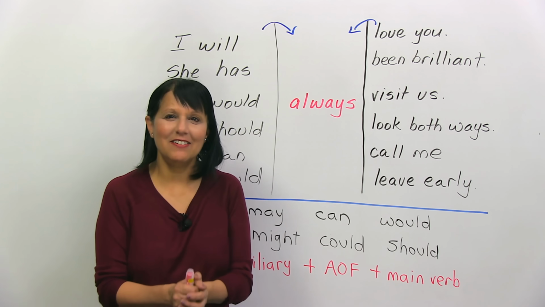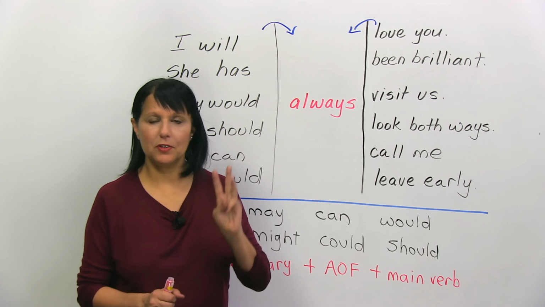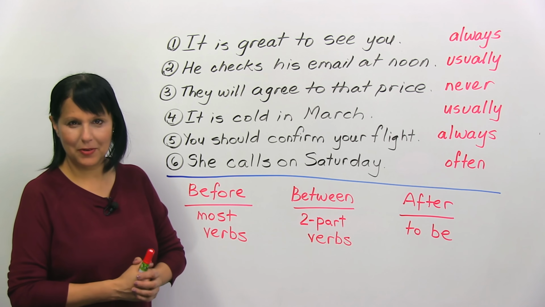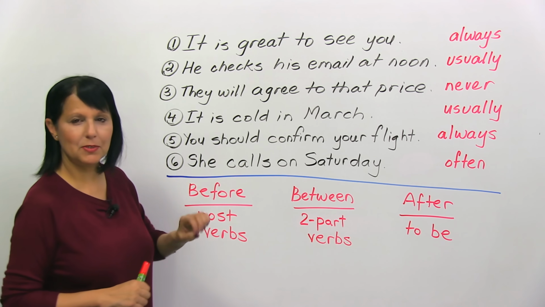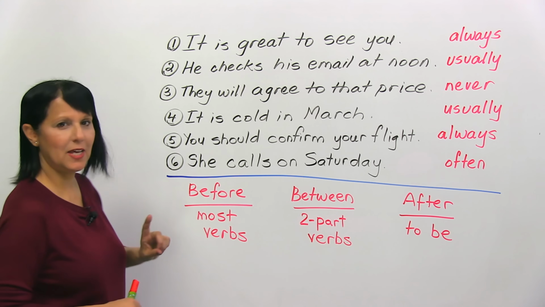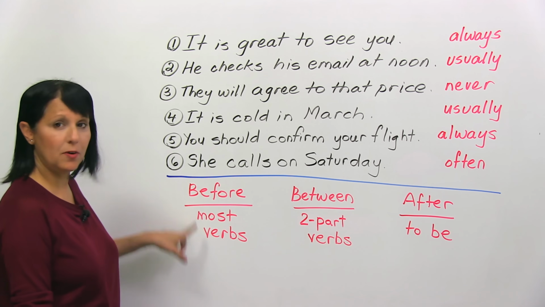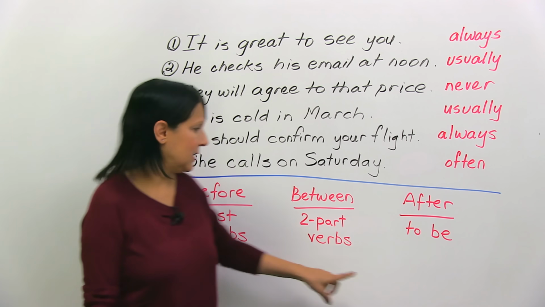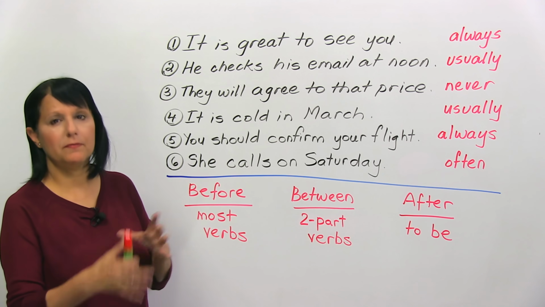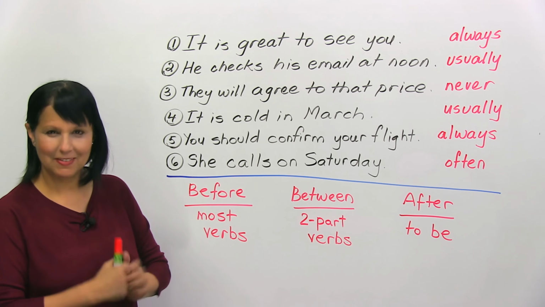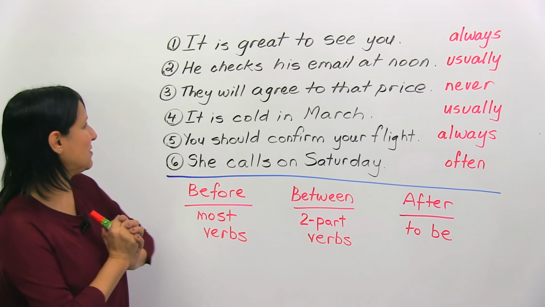Okay? So now let's practice what we've learned with these 3 patterns in the quiz that we're going to do right now. All right, so let's do our review, okay? But before you start the examples, let's do a quick review of the actual principles. So the adverbs of frequency will go before most verbs, after the verb to be, and between 2-part verbs like auxiliary verbs or modal verbs and so on, okay? All right, so try to apply those principles.